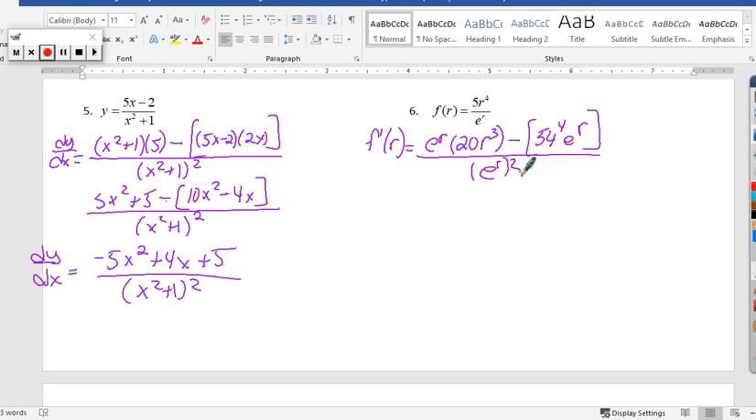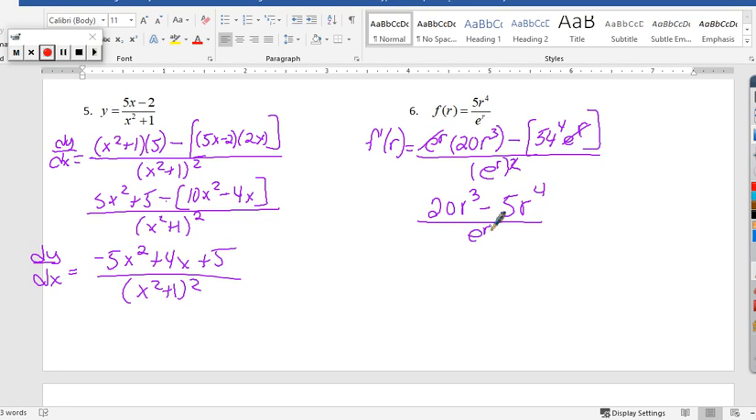All right, so we're looking at those, and let's see what we can combine up. I can definitely see that each of these terms has at least one e to the r. So I'm going to take those out of the running. So we have here 20r cubed minus 5r to the fourth all over e to the r.